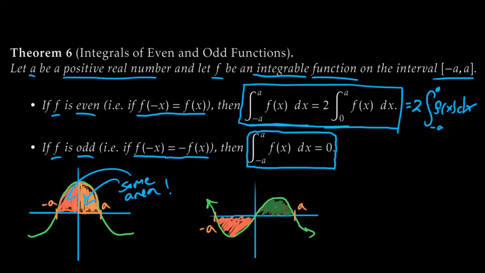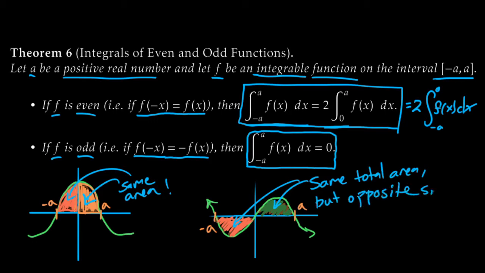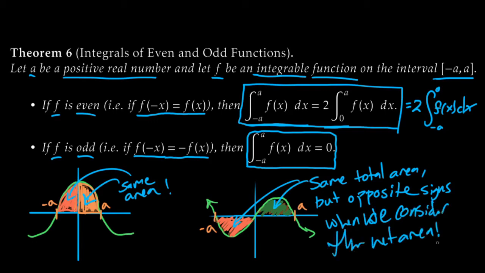Because we're measuring net area, these guys have the same total area, if you want to use the phrase total area, but they have opposite signs when we consider the net area. So basically, it's saying that the part above the x-axis and below the graph is exactly as big as the part below the x-axis and above the graph. So the net area comes out to be zero.